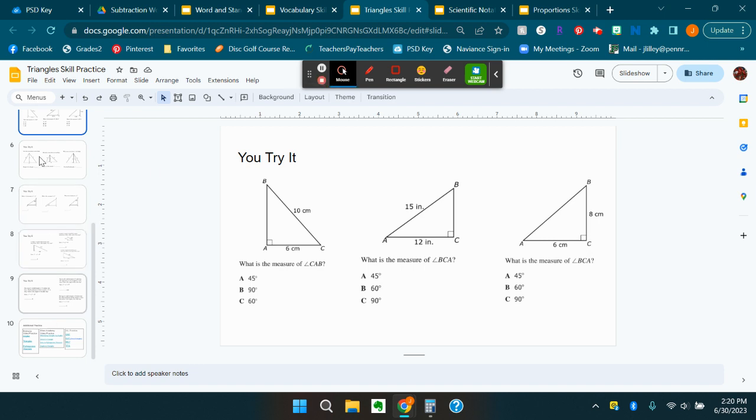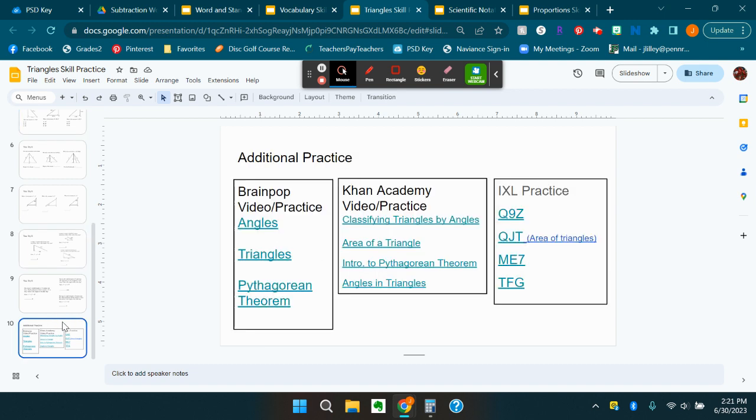Go ahead and work on the you try it problems. And again, I've grouped problems that are similar together on a page. Please go back and re-watch the examples, especially of those Pythagorean theorem ones, when you get to that part. And then if you need extra practice, there are links for you at the end of the slideshow. Happy practicing!